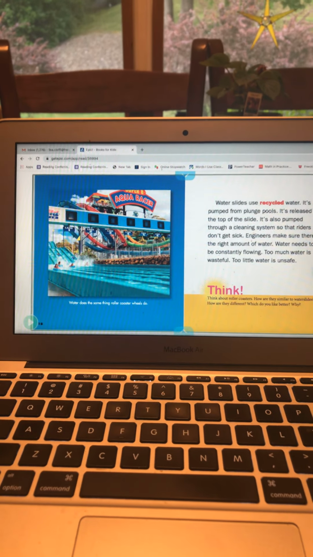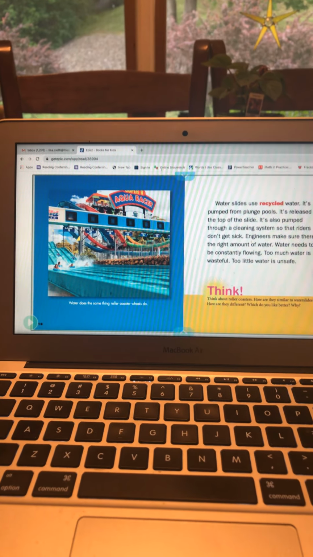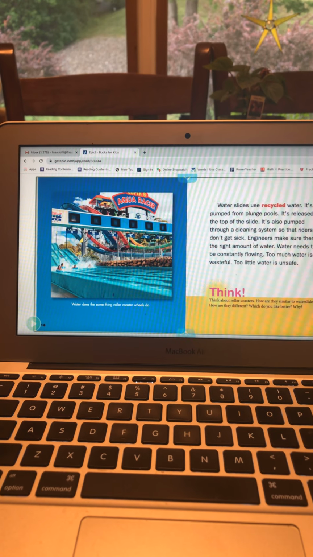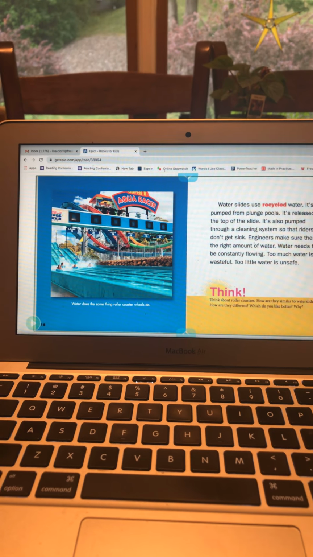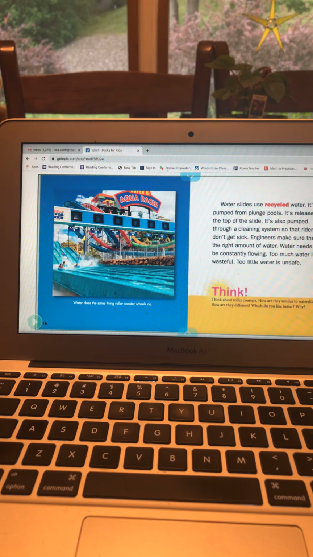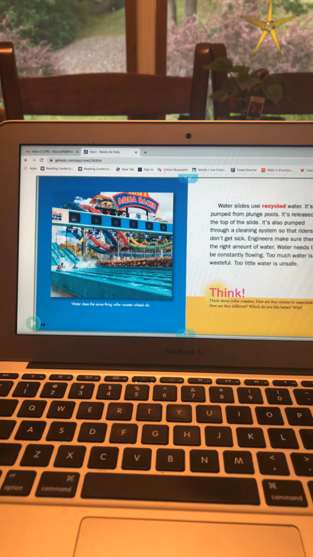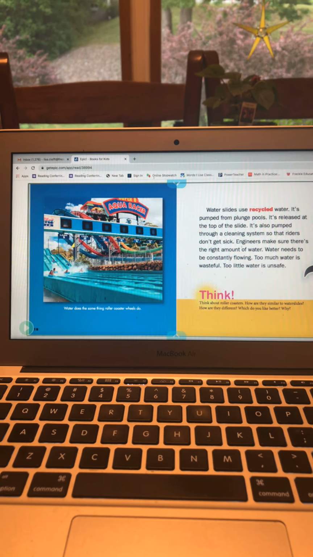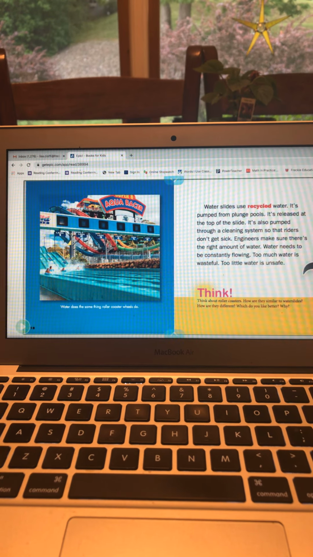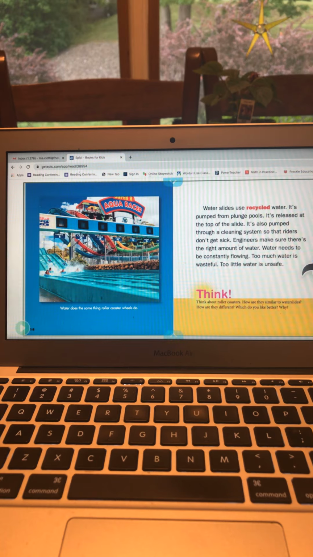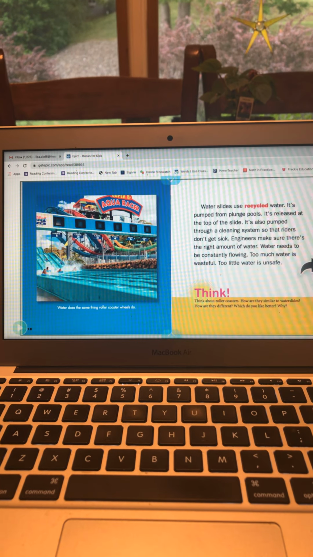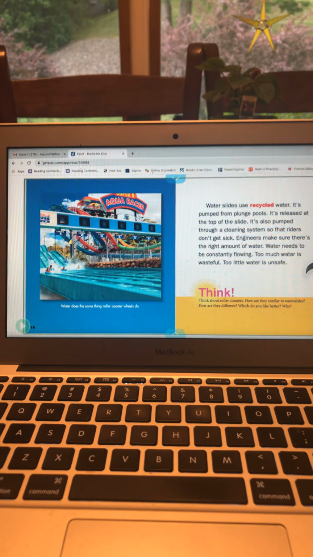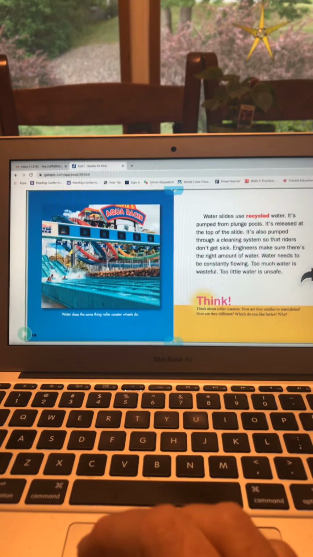Water slides use recycled water. It's pumped from the plunge pools. It is released at the top of the slide, and it is pumped through the cleaning system so that riders don't get sick. Engineers make sure that there's a right amount of water. Water needs to be constantly flowing, and too much water is wasteful. Too little water is unsafe.